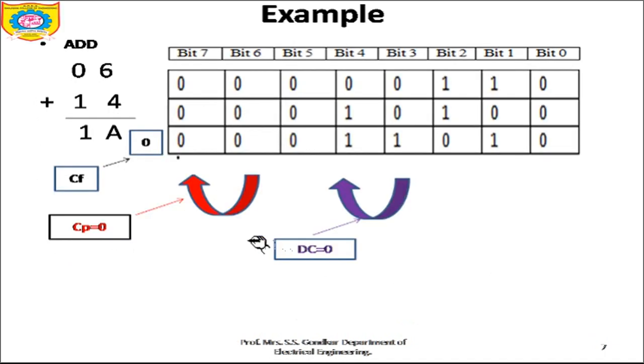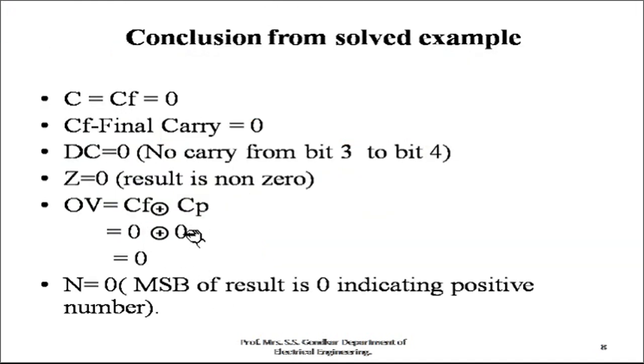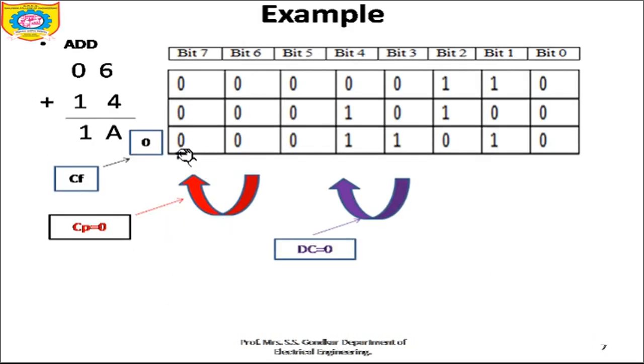You can see here CP, previous carry. It means whatever was the addition of this position, that is the 6th bit, is there any carry generated and carried to bit 7? No, it means it is 0. So 0 XORed with 0 is 0, and N is equal to 0. Negative flag is equal to 0. Why is it 0? Because the MSB of the result is 0, which indicates a positive number.